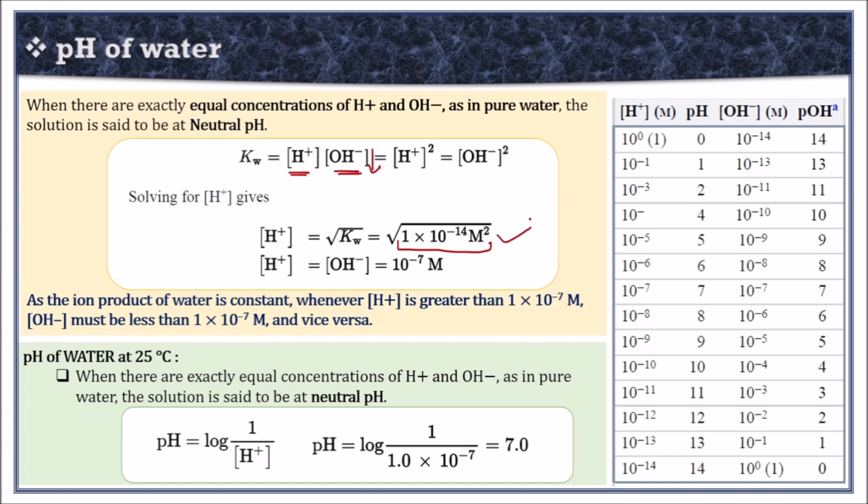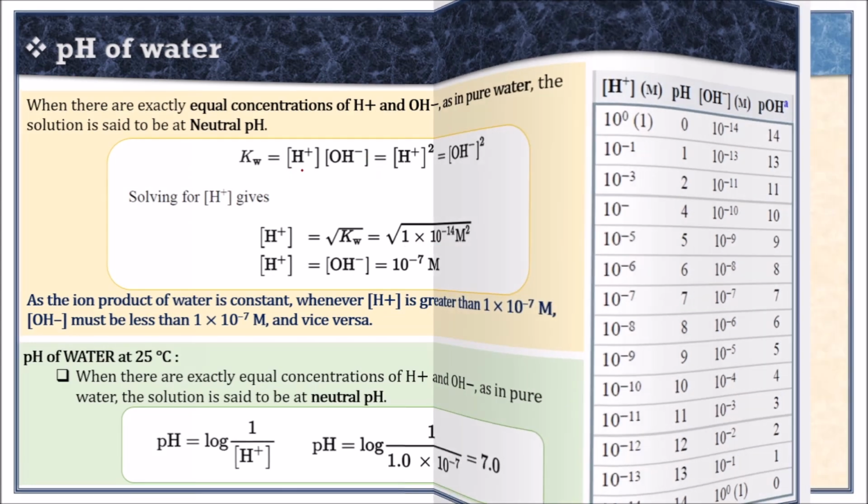Similarly for bases, when we add base in water, what happens? The OH negative ion concentration increases, but in order to maintain this value, the H plus ions bind with the extra OH negative ions to form water, and that's how there will be less H plus ion in the solution as compared to OH negative. So I hope now you understand the concept of acid, base and water, and why neutral water has a neutral pH: because the concentration of H plus and OH negative are the same.